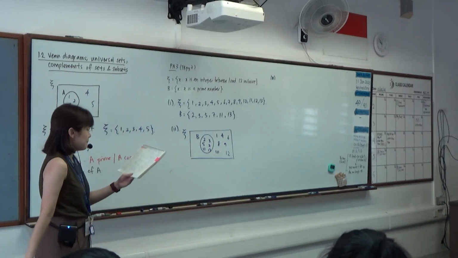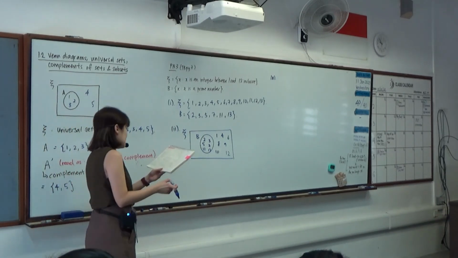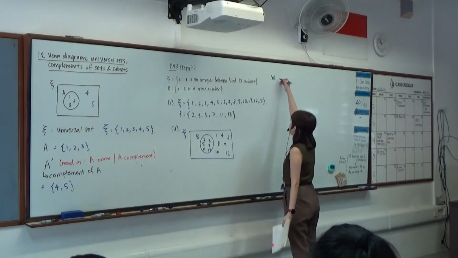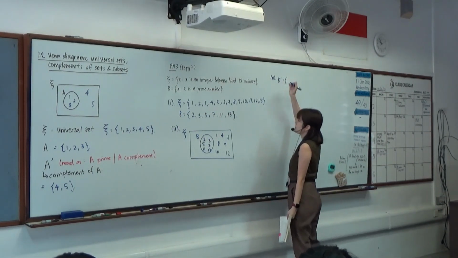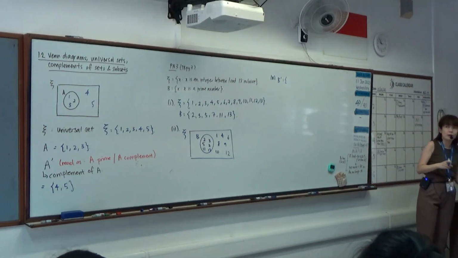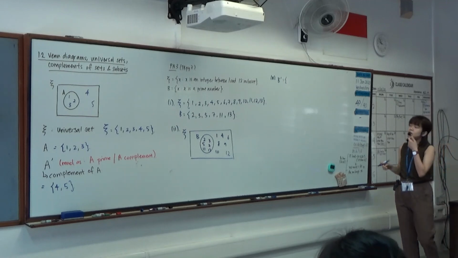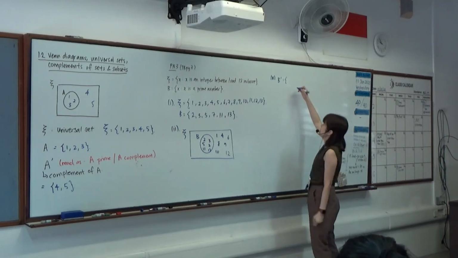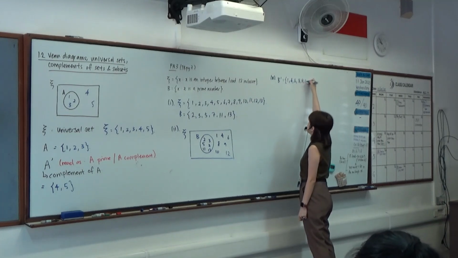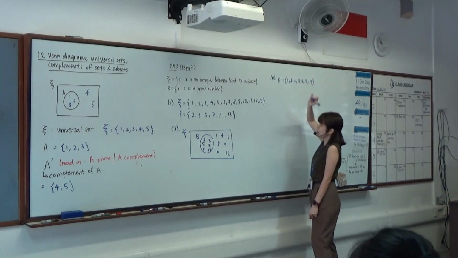Then in part 3, the question wants you to actually list all the elements of B prime or the complement set. The complement set itself is a set also, although it is not represented by a circle. From the Venn diagram, we can clearly see that these are the elements.